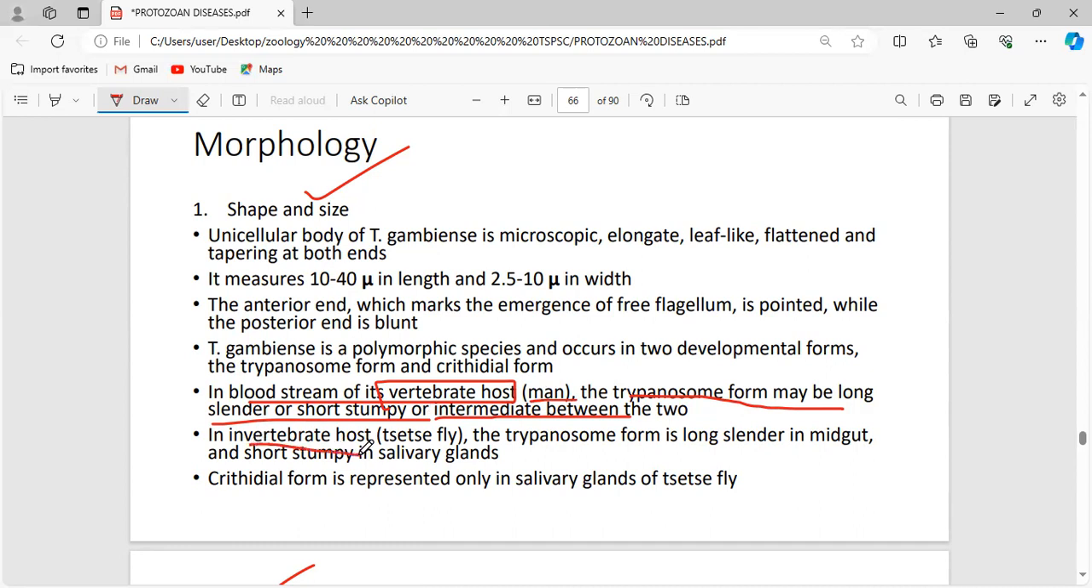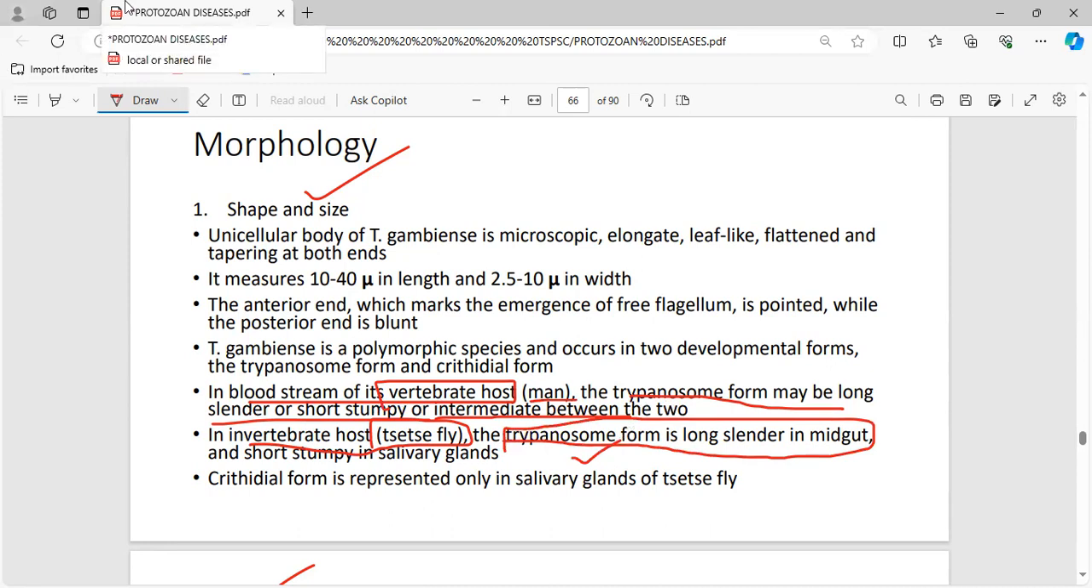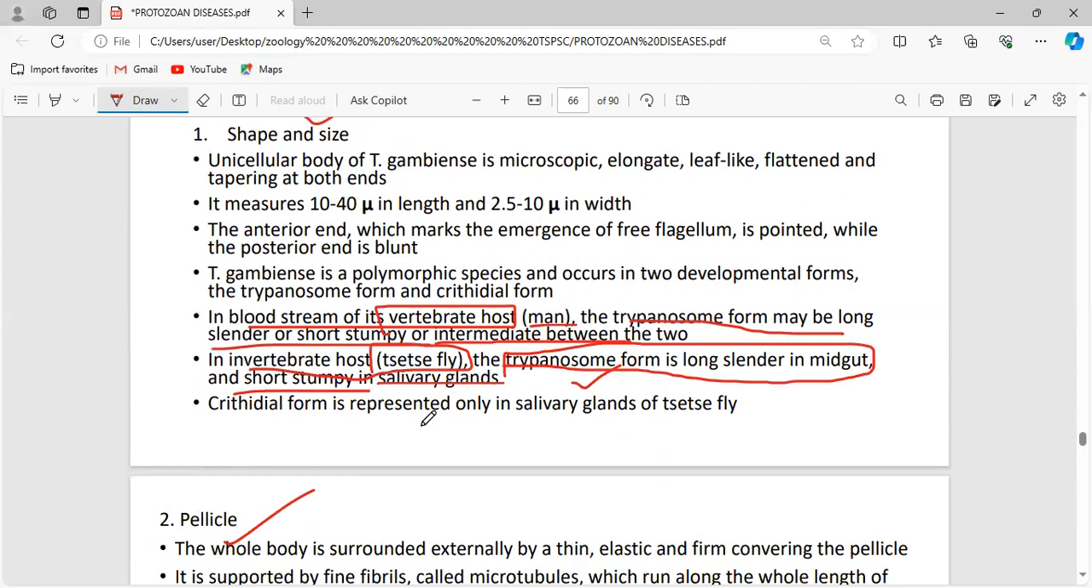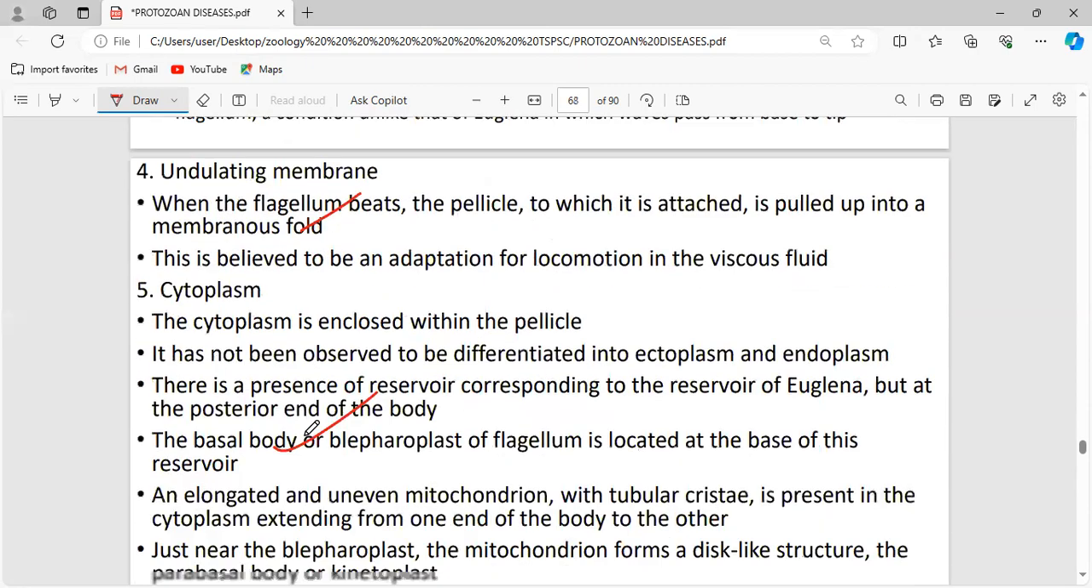In the invertebrate host, that is the tsetse fly or carrier, the trypanosome is long, slender in the midgut. When it reaches the midgut area, Trypanosoma gambiense is in the trypanosome form, that is long, slender form. But in the salivary glands of the tsetse fly, it is in the short stumpy form. These are the things you have to remember. In the salivary glands, what is the name of the form? Crithidial form. In the midgut, it occurs in the trypanosome form; in the salivary glands, it occurs in the crithidial form. Okay, you have to remember these things.